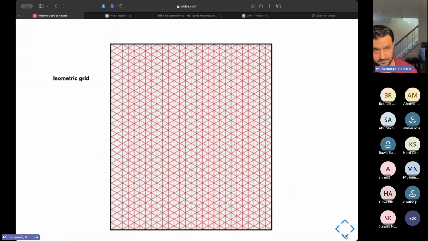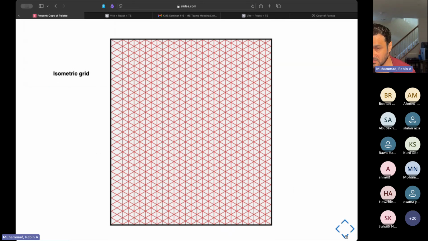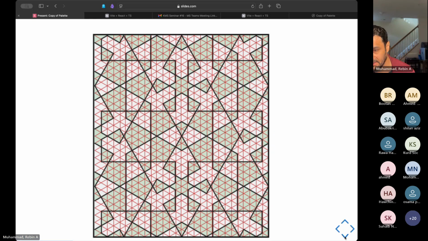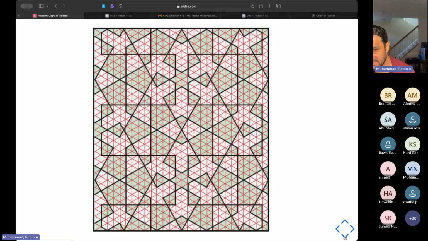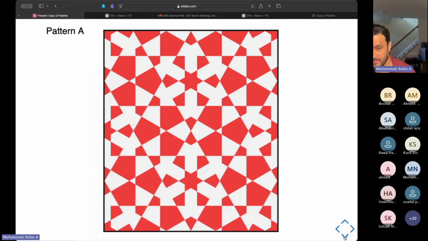For example, this is the isometric grid that everyone knows. Muslims know it, because I'm sure they got it from the Greeks and other people. So this is nothing new. Muslims already knew it, and they inherited it from other cultures. So this is the isometric grid, and then you can create a pattern like this one. And this is an Islamic geometric pattern. Now, after you create the pattern, you remove the grid, and then the geometric pattern appears.